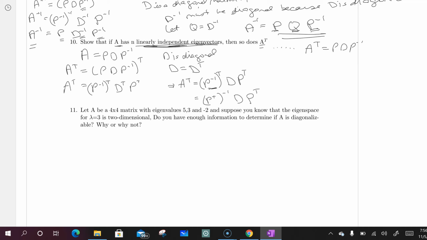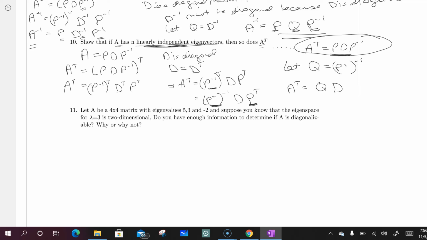Okay. So I want to get to something like this, right? So what I'm going to do is say let, and I'll just use the letter Q again, let Q equal P transposed inverse. Because I'm trying to get to here, right? So I'm just being clever. So A transpose will equal Q D, and think about it.